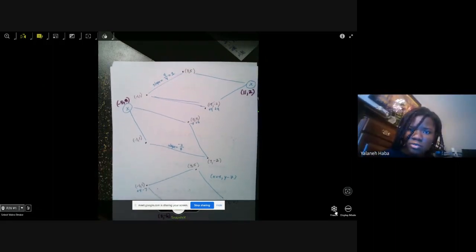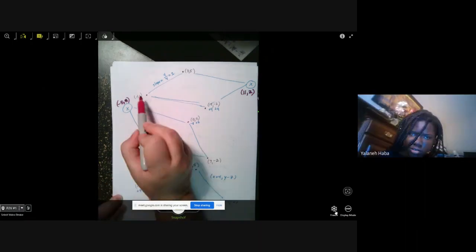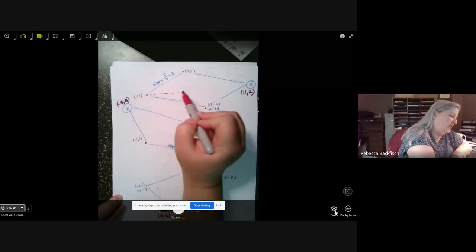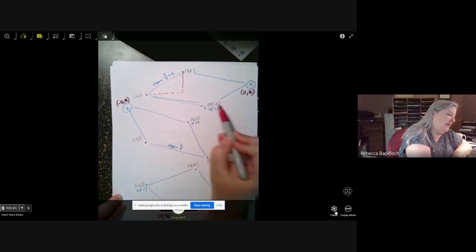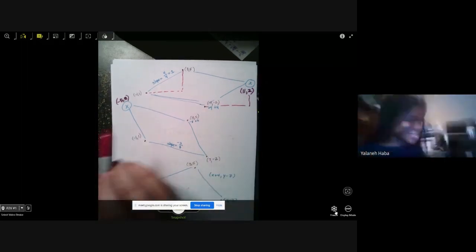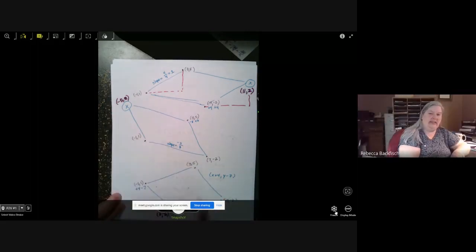I got 12.2. How did I get that one? To go from here to here, I go right 4 and up 3. So I went from here, right 4 and up 3. I did 5 for some reason. And then the next one I got was -5.8.